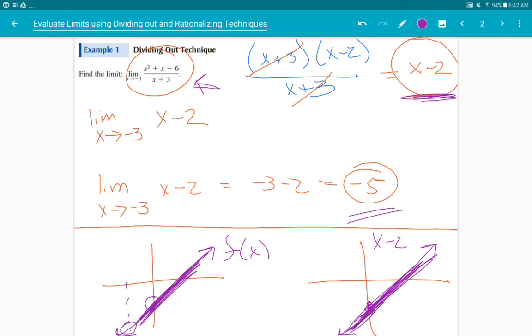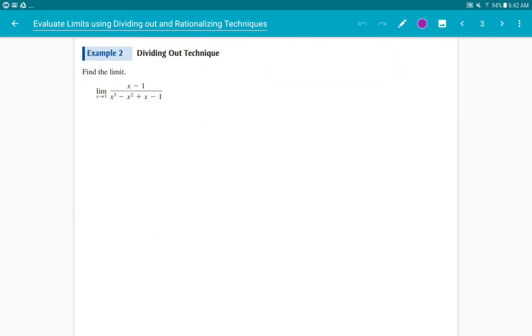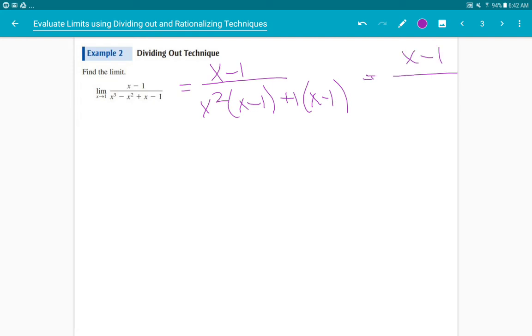Okay, so let's look at another one using the dividing out technique. Find the limit. What you're going to do is factor the denominator. The numerator is going to be x minus 1. Now the denominator we can factor by grouping, so I can have that as x squared times x minus 1 plus 1 times x minus 1. So this is going to equal x minus 1 over x minus 1 times x squared plus 1.